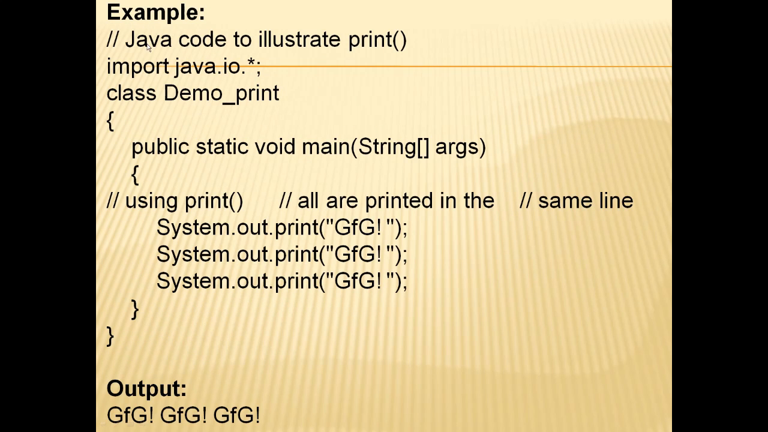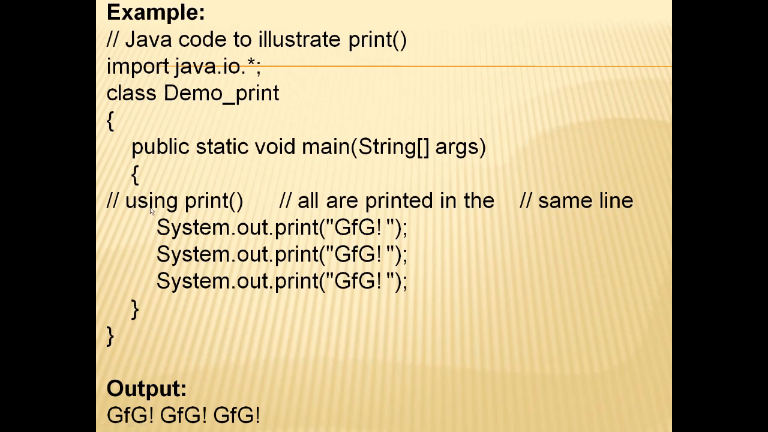For example, Java code to illustrate print. We are using print to display a message. First we will write import java.io. IO means input and output. Class demo, we can write any name for the class. Demo print, then curly bracket. This is public static void main String args. Public, it is declared publicly. Static void main, this is the function, and String args is related to the arguments which we are giving to the program.